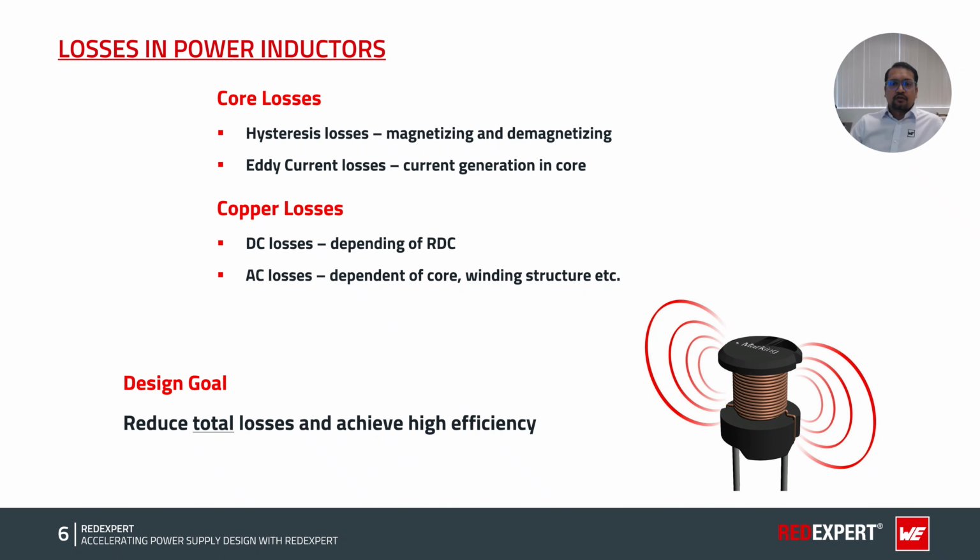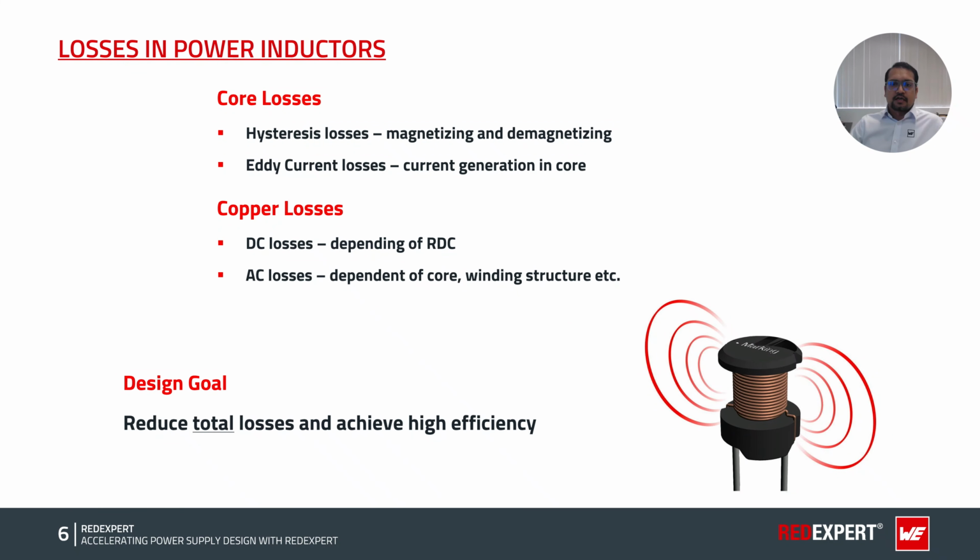Before we jump into the selection of a power inductor in REDEXPERT, let's quickly recap the types of losses we are dealing with in a power inductor. We have two main categories: core losses and copper losses. Core losses come in two forms: hysteresis loss, which is caused by the repeated magnetizing and demagnetizing of the core material, and eddy current losses, which are caused by circulating currents generated within the core itself.